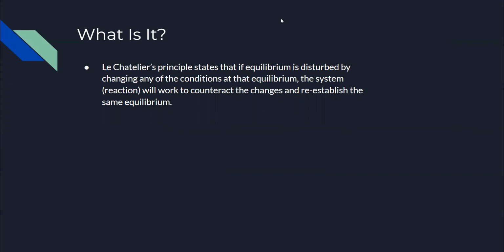Le Chatelier's principle basically states that if an equilibrium is disturbed by changing any of the conditions at that specific equilibrium, the system or reaction will work to counteract the changes created and reestablish the same equilibrium. So I'll just be going over basically what are the effects, what are the shifts that can occur and how are they counteracted, and do a couple of problems along the way.